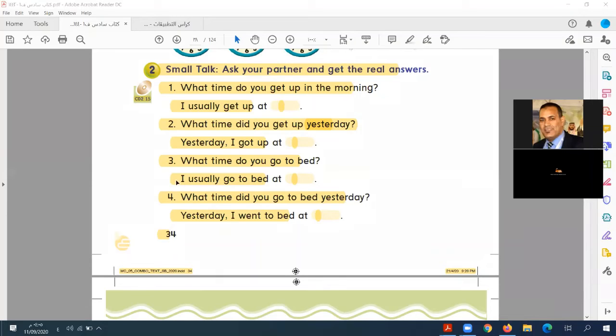Again, what time do you get up in the morning? I usually get up at 5 o'clock, 6 o'clock, 7 o'clock. Okay. What time did you get up yesterday? And we say that yesterday is for the past. Yesterday is for the past, meaning the past, and we focus again.